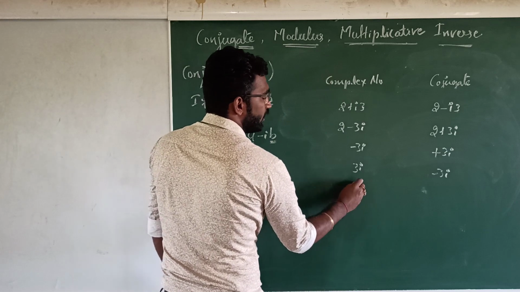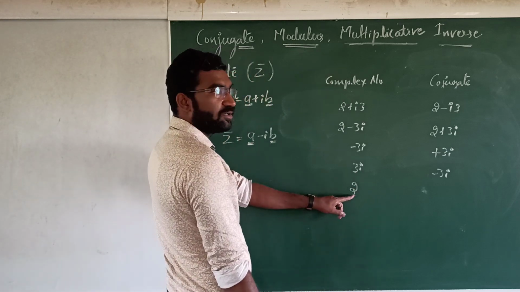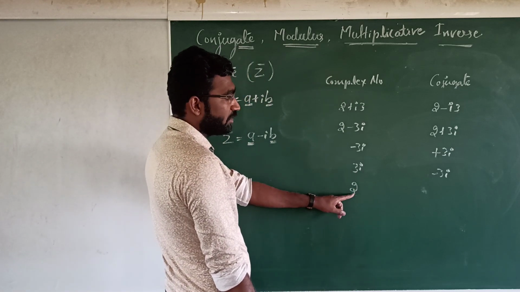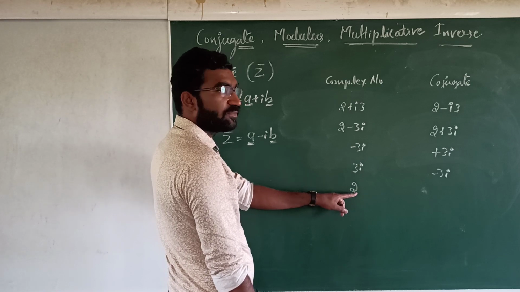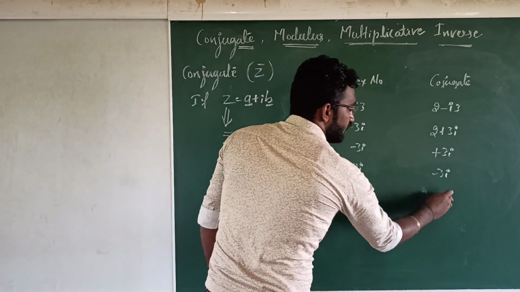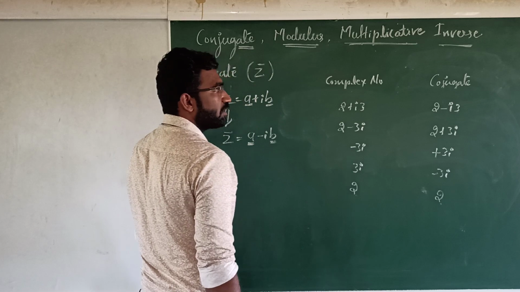If you are having only 2, since 2 is the complex number, right? Here there is no imaginary part, therefore you should not change anything. The number itself will become the conjugate of the complex number.